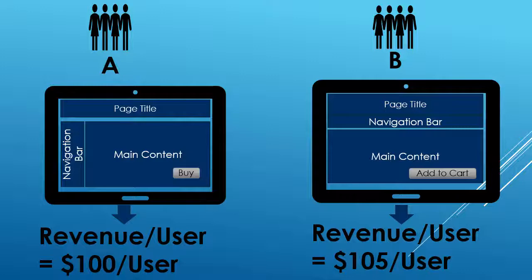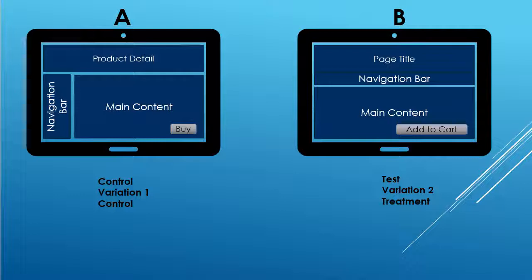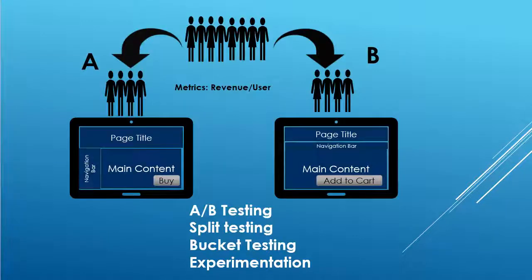So a few things about the terminology here. There are two versions I talked about. One is called control. Control means the existing version. So if you hear control, that means the existing version that you're testing against. And the version that is being tested is known as either a test, variation, or a treatment. So you could hear terms like control and test, variation 1, variation 2, where variation 1 refers to the control, or control and treatment. Another thing to remember is A-B testing is also called split testing, bucket testing, or experimentation.